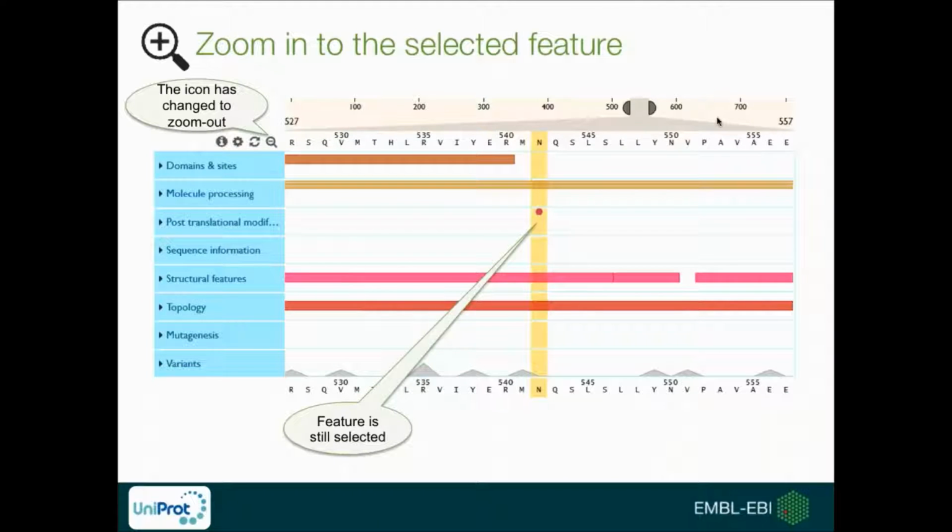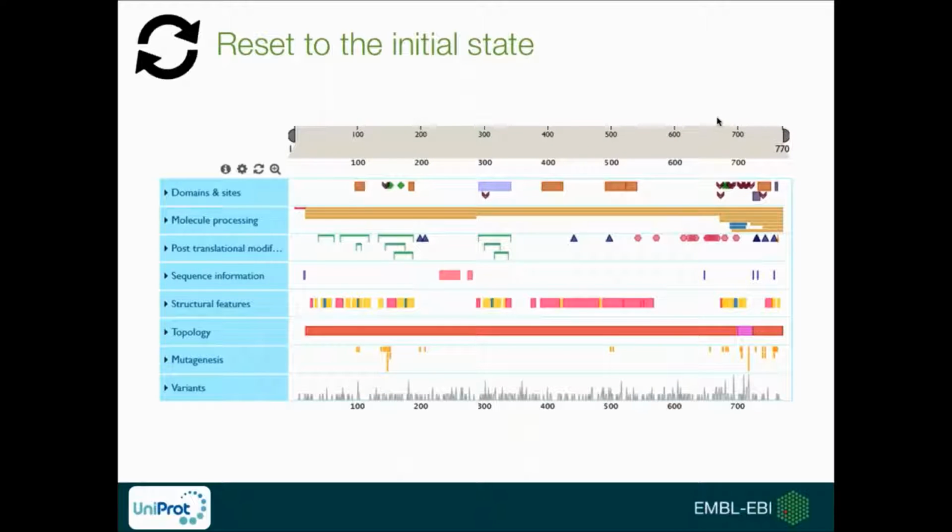Now let's go back to the zoom with the buttons. So at the beginning, you will have the zoom button with the plus. If you have selected a feature and you click on this zoom plus button, then you will be zoomed directly to the region that corresponds to this feature. And the selected feature will be exactly in the middle. And because you have zoomed in, then the button will change to zoom out. You can reset to the initial state at any point with the reset button, and then you just will go back to the initial feature viewer display.